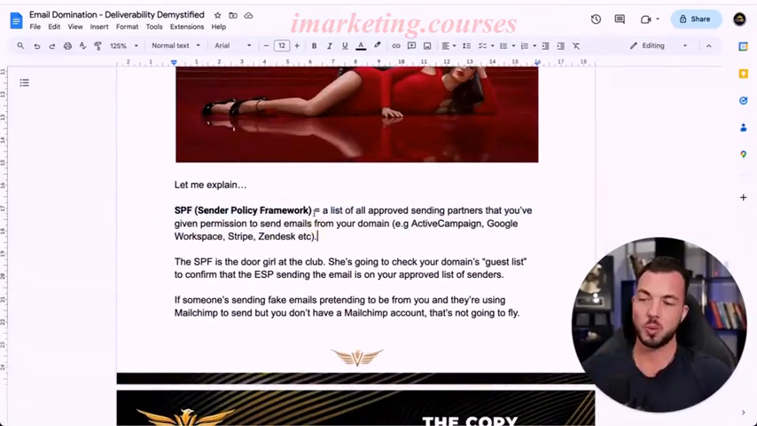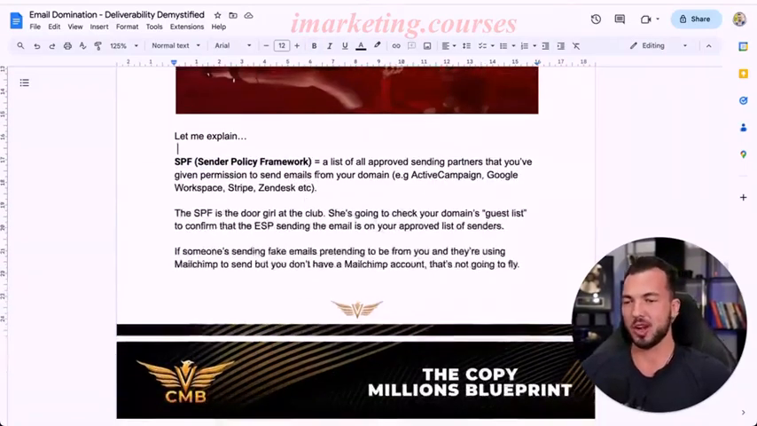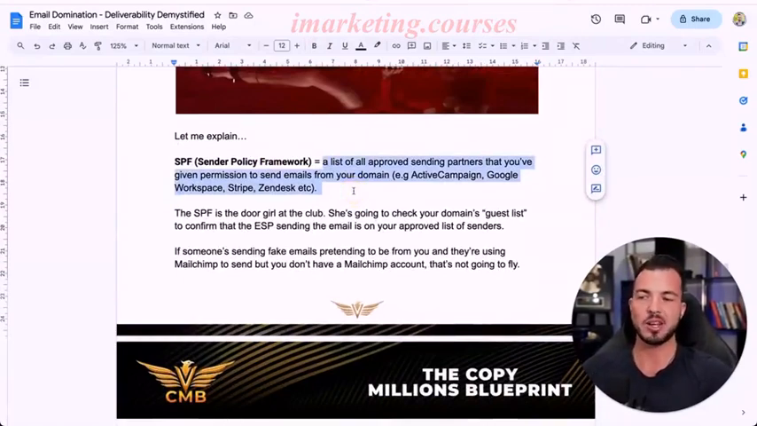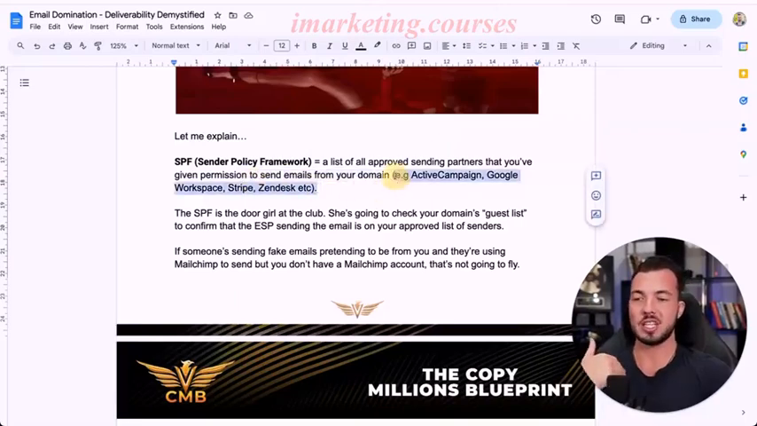You'll see. So what is SPF? Stands for Sender Policy Framework. Doesn't matter, you don't need to know that. All you need to know is it is a list of all approved sending partners that you've given permission to send emails from your domain. For example, ActiveCampaign, Google Workspace, Stripe, and Zendesk are all allowed to send emails from SeanFerris.com.